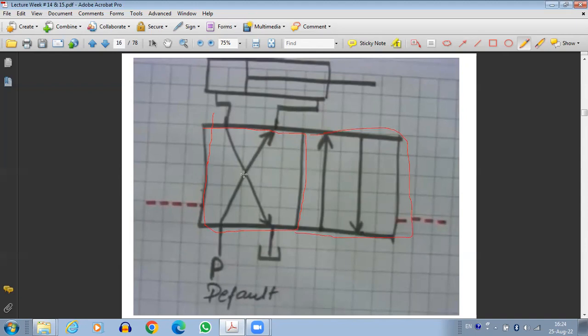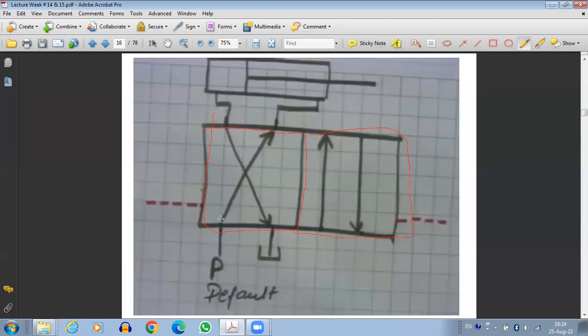Now, once we draw the two boxes, on one of the boxes, we are going to show where the pressurized fluid is and where the tank is located. Okay. On the other side, we are going to show which port is connected to the cylinder and which port is connected to the retraction side. Okay, which port is connected to the return side.